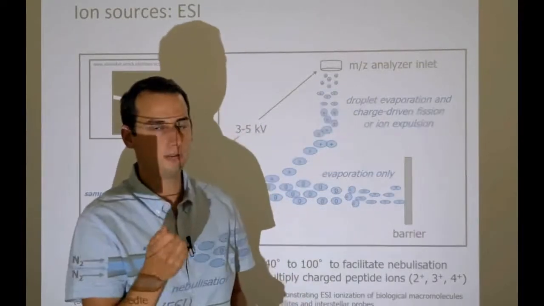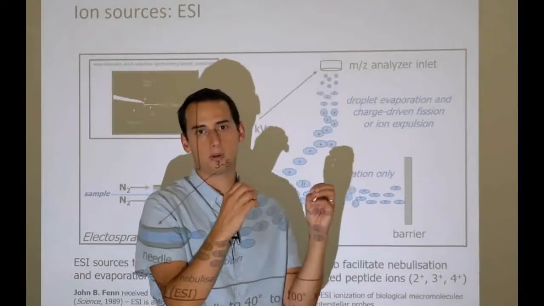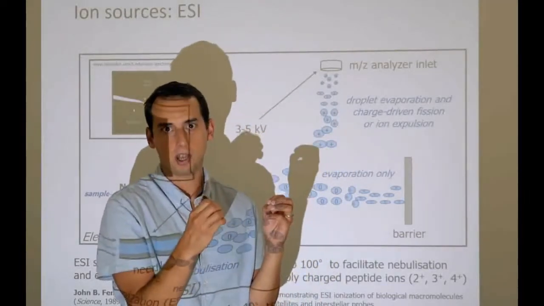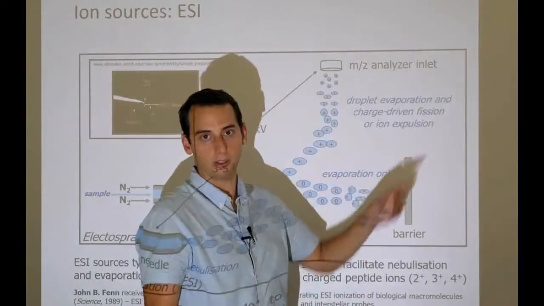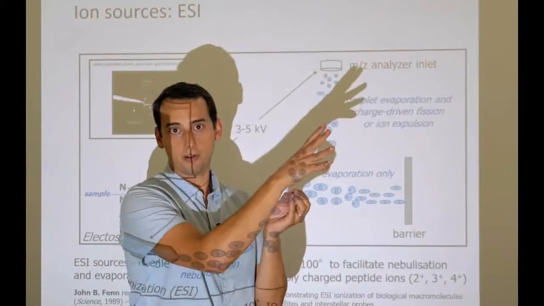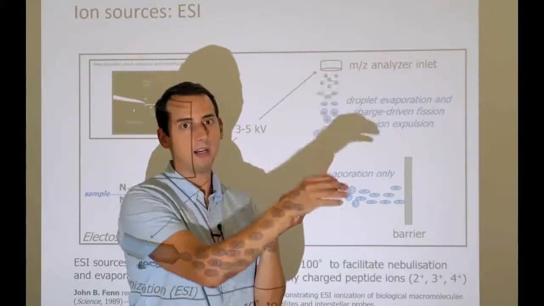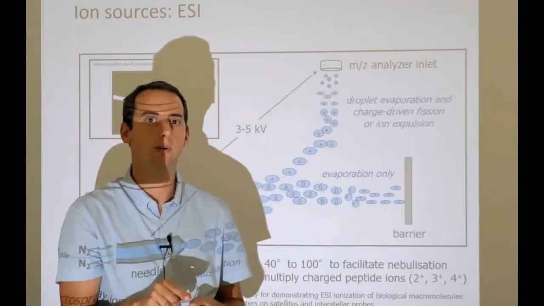Now this cannot continue forever. At some point, the droplet becomes so small that making 2 separate droplets is simply not an option anymore. What happens then is what is known as ion expulsion. A single ion, a peptide ion, just gets thrown out of the droplet and becomes an ion in the vacuum in the gas phase. And this is exactly what we want.